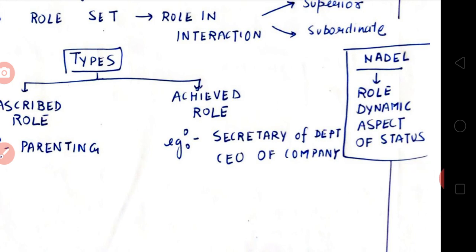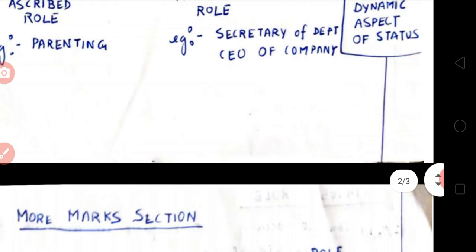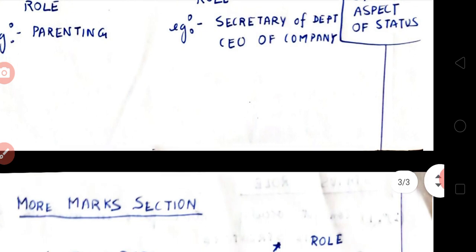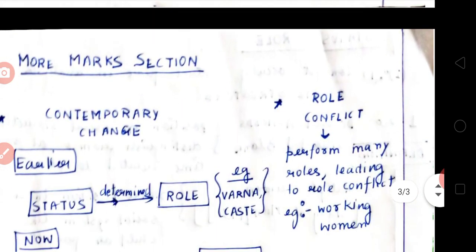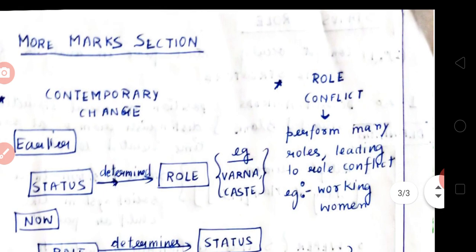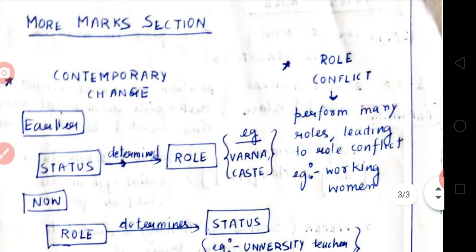So, a teacher has a status in school. But the role the teacher plays is to teach students. Hence, it is the dynamic aspect of status. This is very important because it gives you an extra edge over others. Now, there is a small more-marks section which I have created here. Here are the aspects you can include in one question on status and role which can give you more marks than others. First is role conflict.